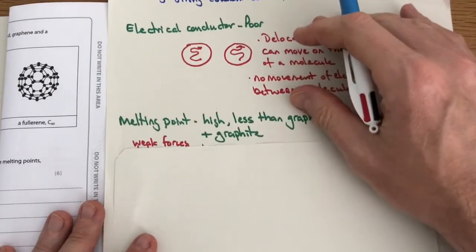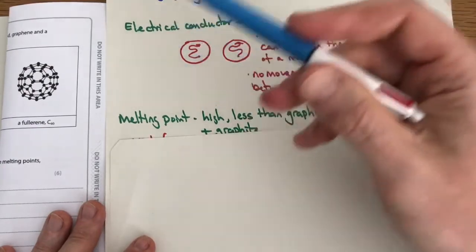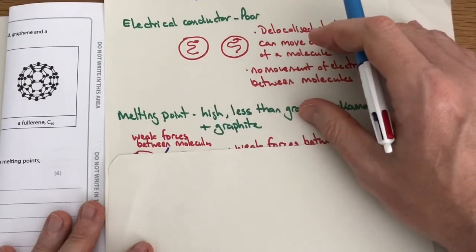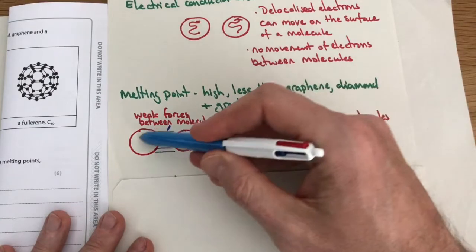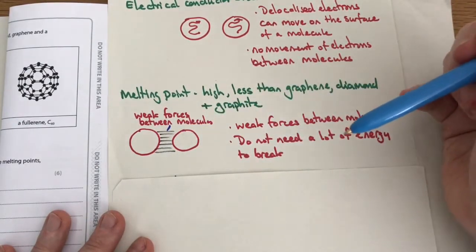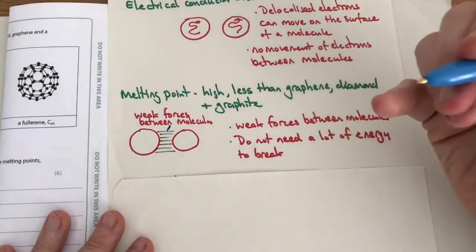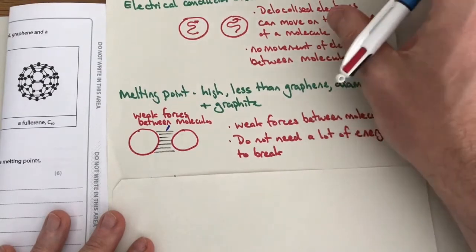Next property, melting and boiling point. It's going to be high because you've got lots of covalent bonds in there, but it's going to be less than graphene, diamond and graphite. The reason why is between these molecules, these spherical shapes, you have got weak forces of attraction. Because they're weak, they do not require a lot of energy to break, and therefore the melting and boiling point is going to be low.